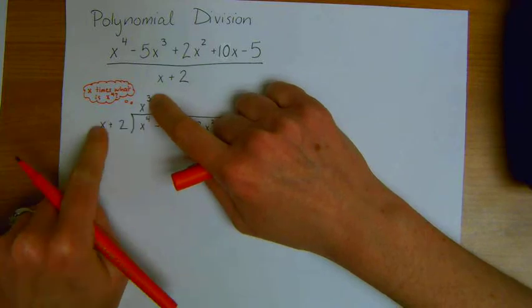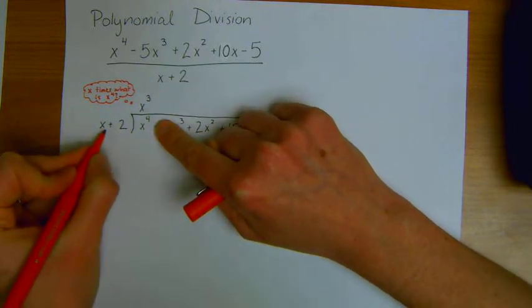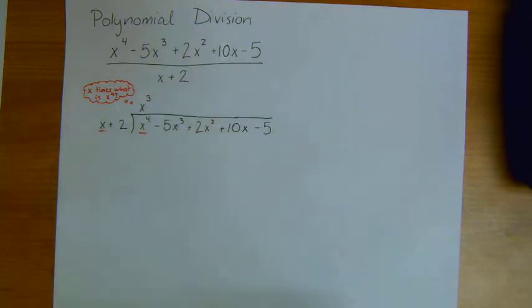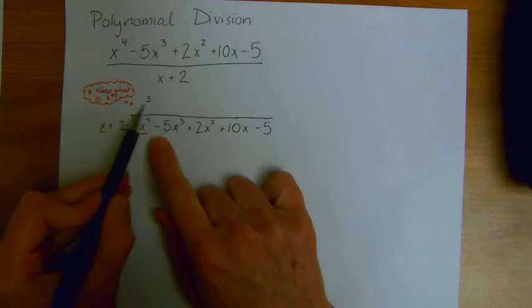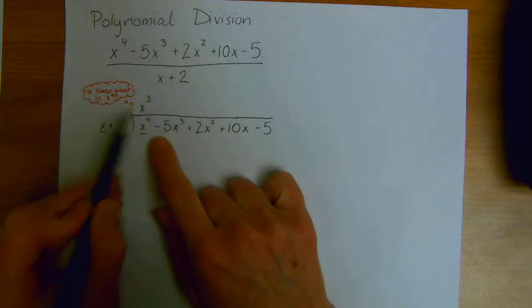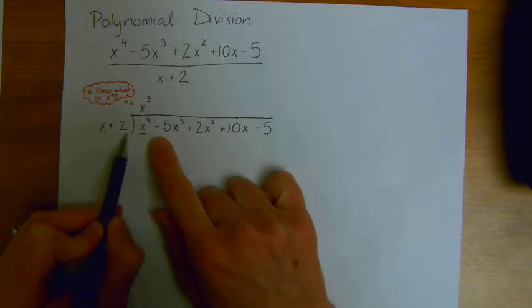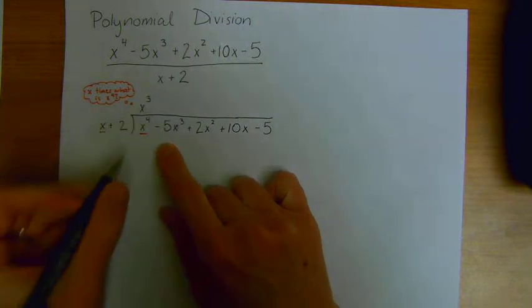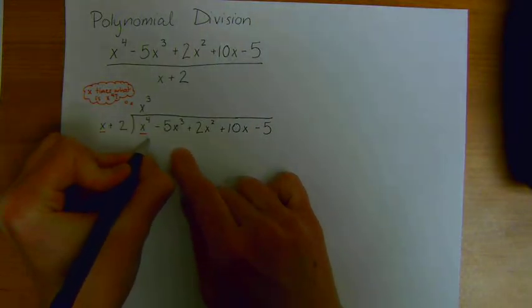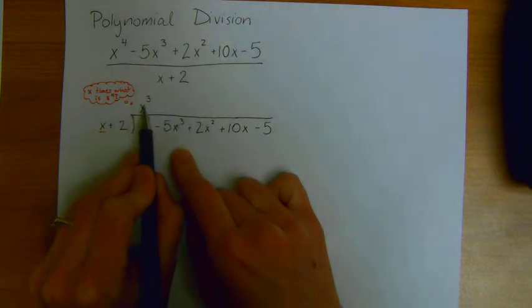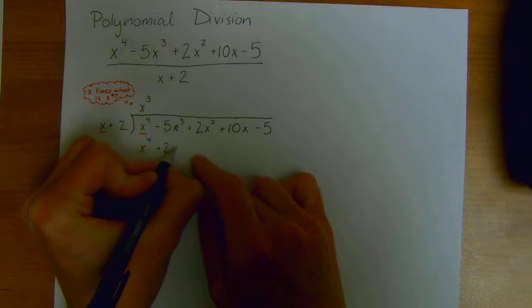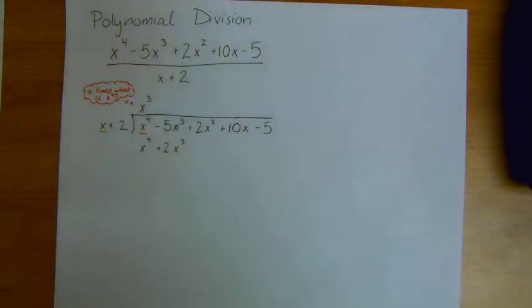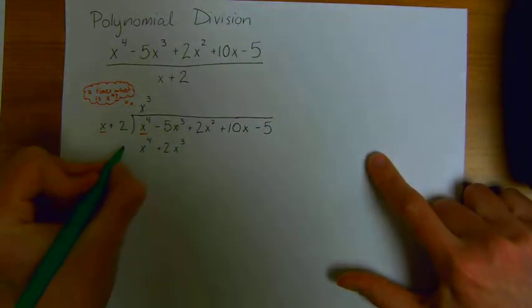And I know that x cubed times x is x to the fourth, so I'm just looking at my leading terms to answer that question. Now that I've decided that it's x to the third, my next step is to multiply x to the third by this entire polynomial. So I end up with x to the third times x, which is x to the fourth, and I also end up with x to the third times 2, which is 2x to the third. So I'll write that in green as my next step.